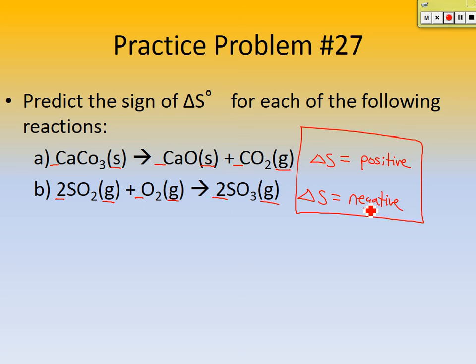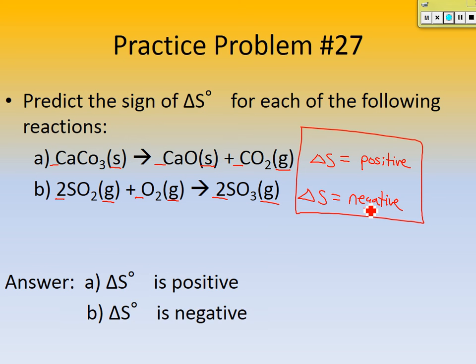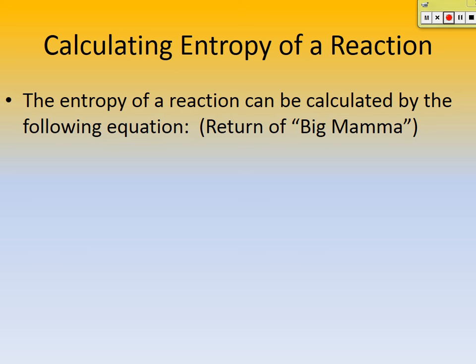Okay. But guys, it's not quite good enough for chemists just to say whether entropy is going to increase or decrease. We actually want to quantify this value. We want to put a number to it. Chemistry is very precise. So let's learn how to put a number to entropy. Okay? So the entropy of a reaction can be calculated by the following equation. Here's the return of the Big Mama. Okay? The return of the Big Mama equation.